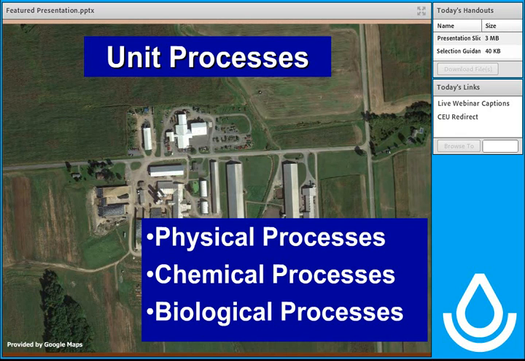Now, time, unfortunately, does not allow me the ability to cover any of these in any great detail, but I would like to give you a quick overview of each of these large breakdowns of processes. And additional information on various unit processes, you can find that in the handout that's entitled Selection Guidance for Manure Management Technologies, and that should be included in the handouts within this webinar.